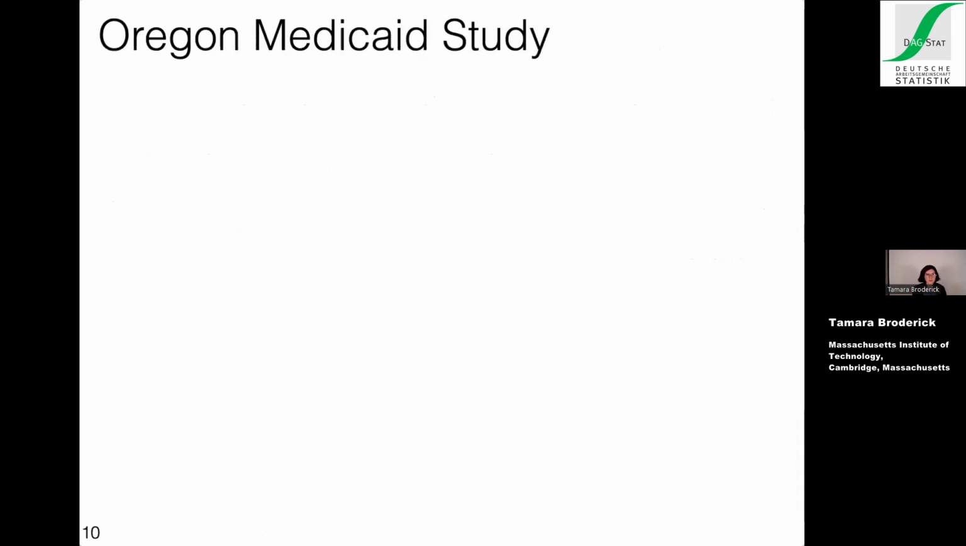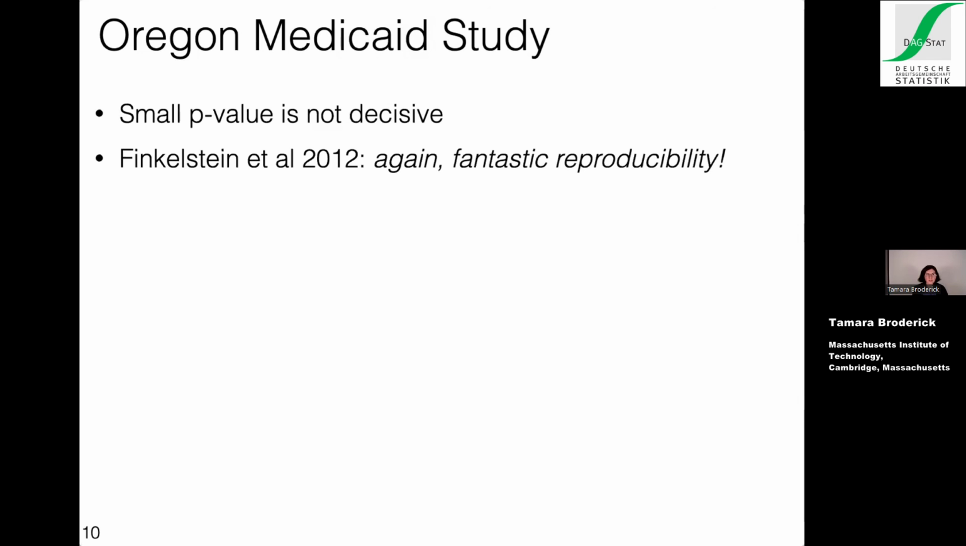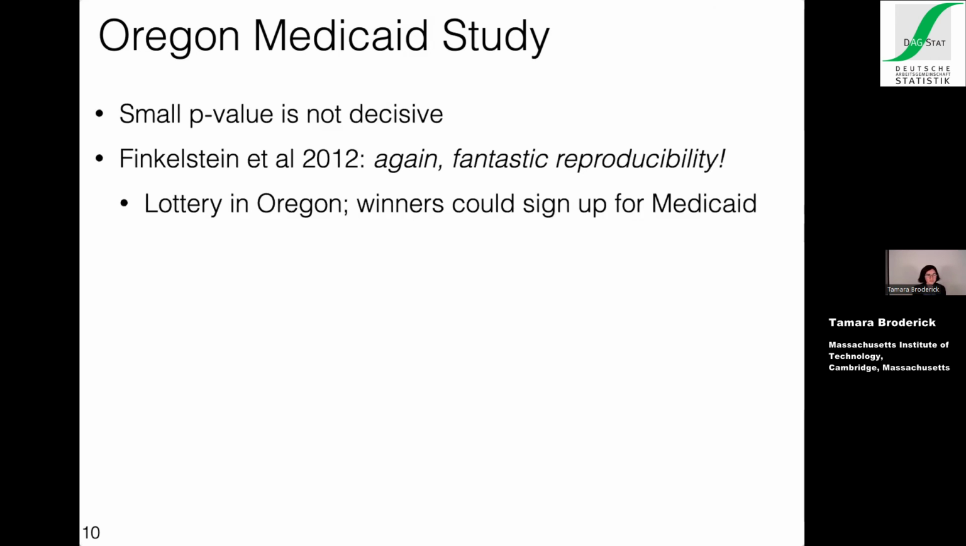Let's look at some real-life data analyses. So there's this very famous Oregon Medicaid study. We're going to see here that a small p-value is not decisive. So in particular, we're going to be reproducing this very famous paper by Finkelstein et al. 2012. Again, I just can't emphasize how awesome the reproducibility is in economics, and I think how much we could all really, really stand to learn from this field.